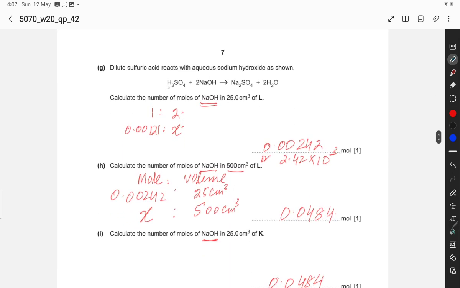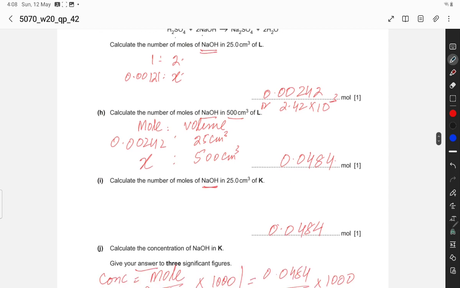The next is dilute sulfuric acid reacting with aqueous sodium hydroxide as shown. So we have to calculate the moles of sodium hydroxide. First, by using mole ratio 1:2, 1 mole of sulfuric acid reacts with 2 moles of sodium hydroxide. So 0.00121 moles reacts with x moles. So now we have the sodium hydroxide moles: 0.00242 mole is the sodium hydroxide.